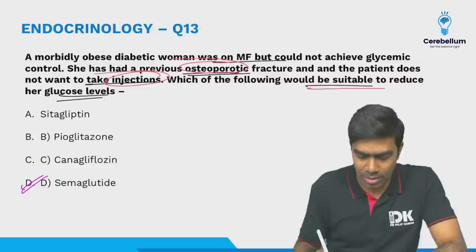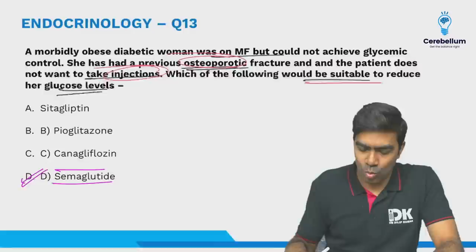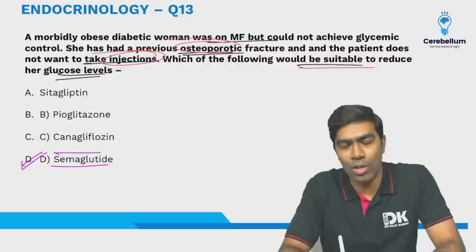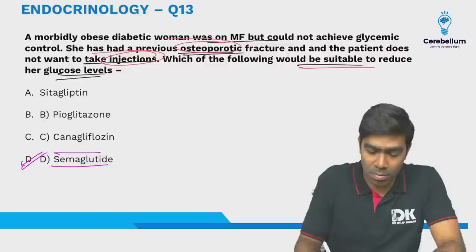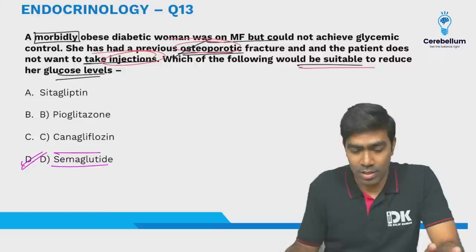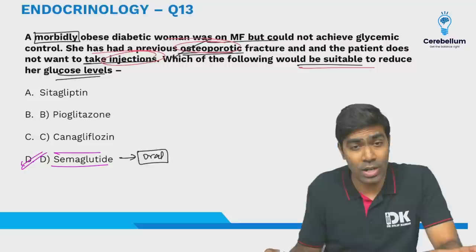So why you don't want to use canagliflozin here? Why you want to use semaglutide here? First of all, you need to understand the rationale. Here the patient is morbidly obese. Number one. She had a prior osteoporotic fracture, so I cannot use canagliflozin. I have to use semaglutide only. Why? Because semaglutide is available orally. She does not want to take injections, but semaglutide is available orally. So that's why the right answer is semaglutide.